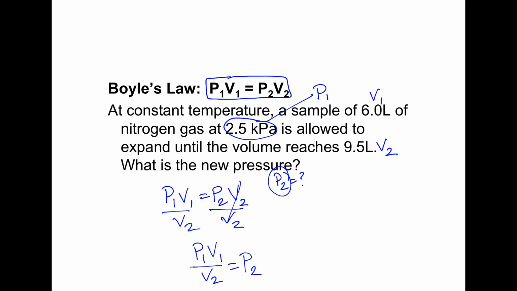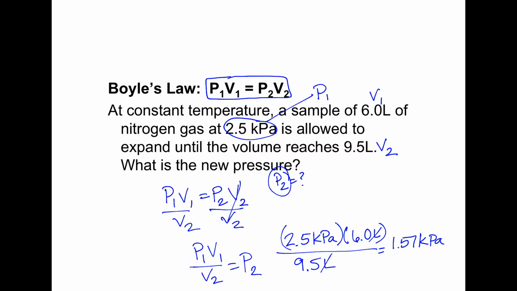All right, so let's see, my P1 was 2.5 kilopascals. My V1 was 6.0 liters. My volume 2 was my 9.5 liters. And when I put that into my calculator, I got 1.57. The liters cancels out, and I get kilopascals. Thinking about sig figs, this number had 2 sig figs. This one also had 2. This one had 2. I should mark this to 2. So this would be 1.6 kilopascals.